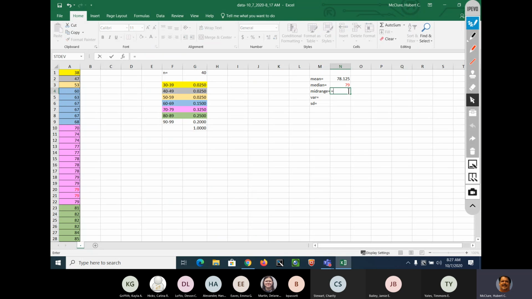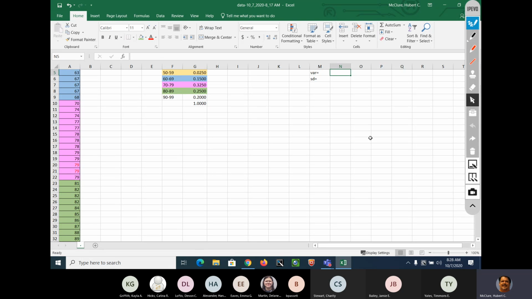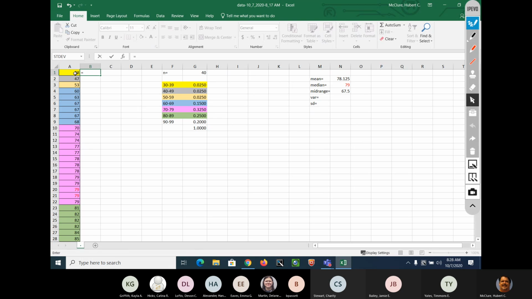Mid-range is equal to min plus the max divided by 2. And the reason I'm doing the mid-range is because we might need the mid-range. They might ask us for the 5-number summary. I don't know if they're going to ask that or the quartiles. I don't know. Variance, well, we got to take x minus x bar.